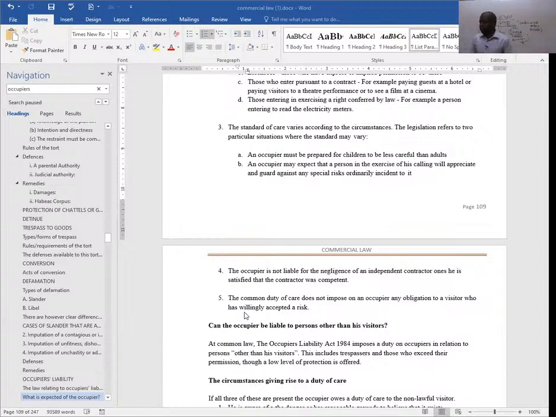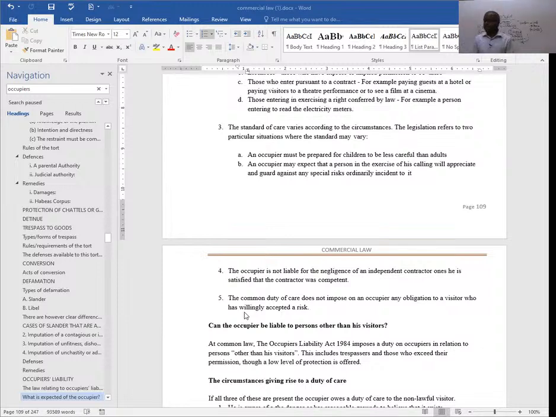Then the common law duty of care does not impose on an occupier any obligation to a visitor who has willingly accepted the risk. So sometimes if you've accepted the risk as a visitor or a person entering the premises, the supermarket won't be held responsible. For example, they have clearly indicated that the floor is slippery, but you still enter the premises. So long as they have indicated it, it simply means that you've accepted the risk when you entered the premises. So you cannot hold this particular supermarket responsible.